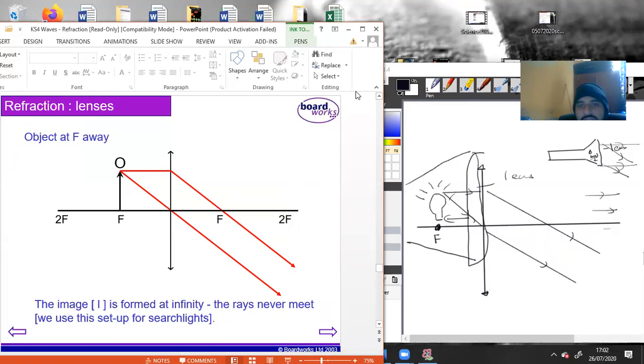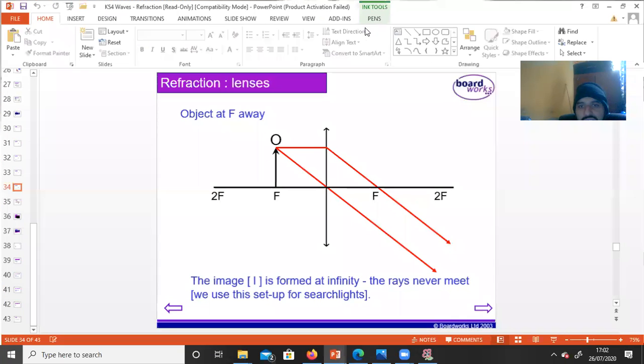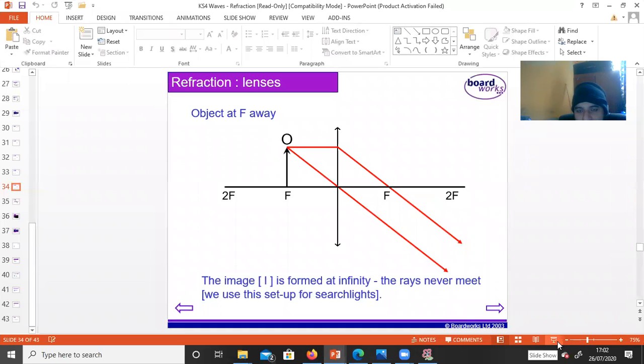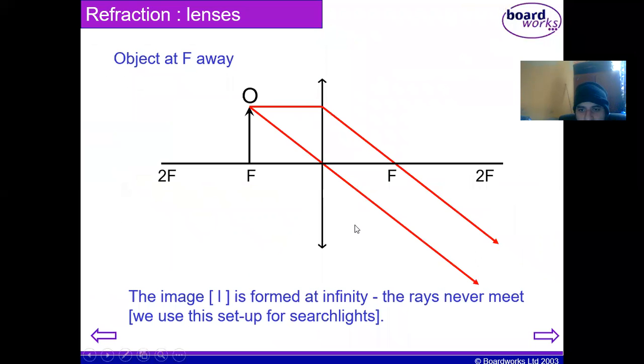Okay, so if any of that's confusing, just let me know. I've never seen a quick exam question on searchlights, but I always like to go into detail to give you guys a solid understanding.